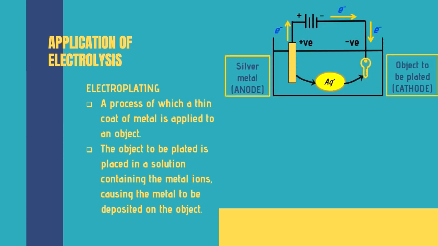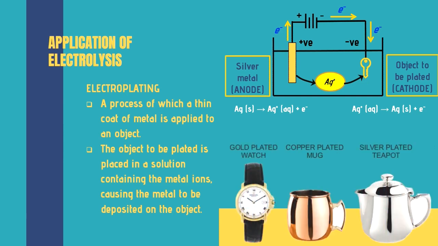The setup of the electroplating process is as shown. In this example, a key is placed at the cathode and silver metal is placed at the anode. At the end of this electroplating process, silver metal will be deposited on the key. Other examples of electroplating are a gold-plated watch, a copper-plated mug, and a silver-plated teapot.